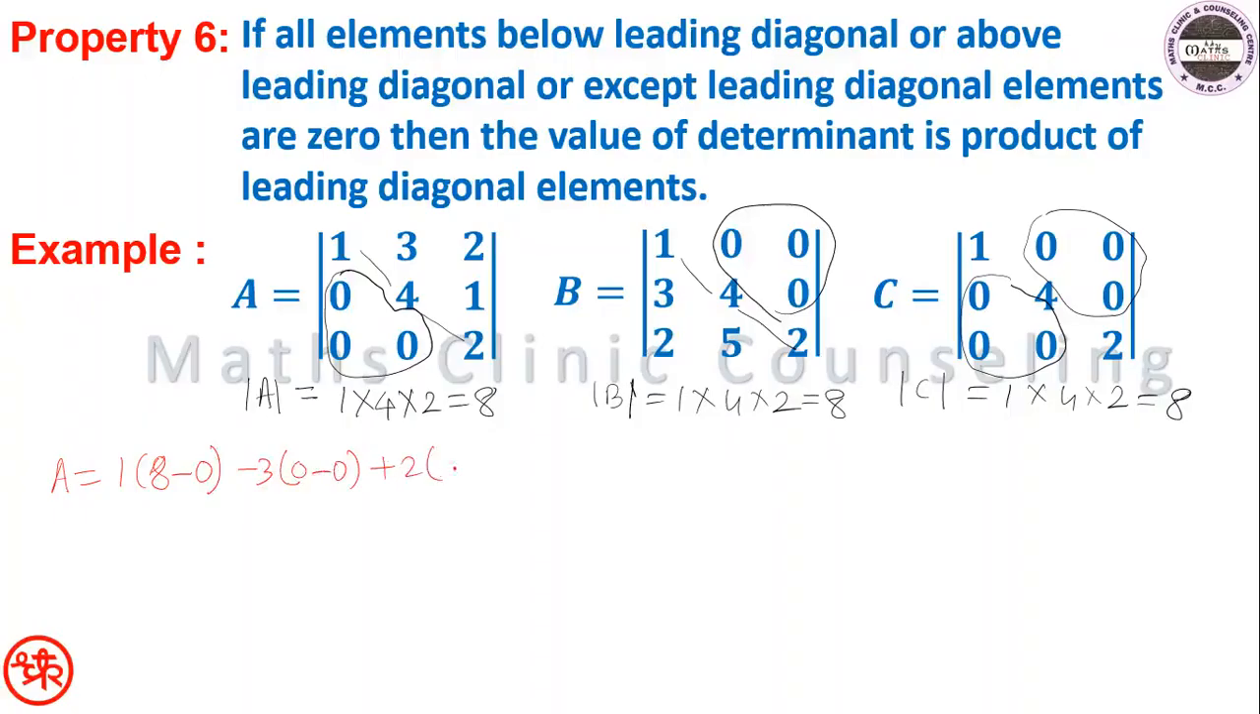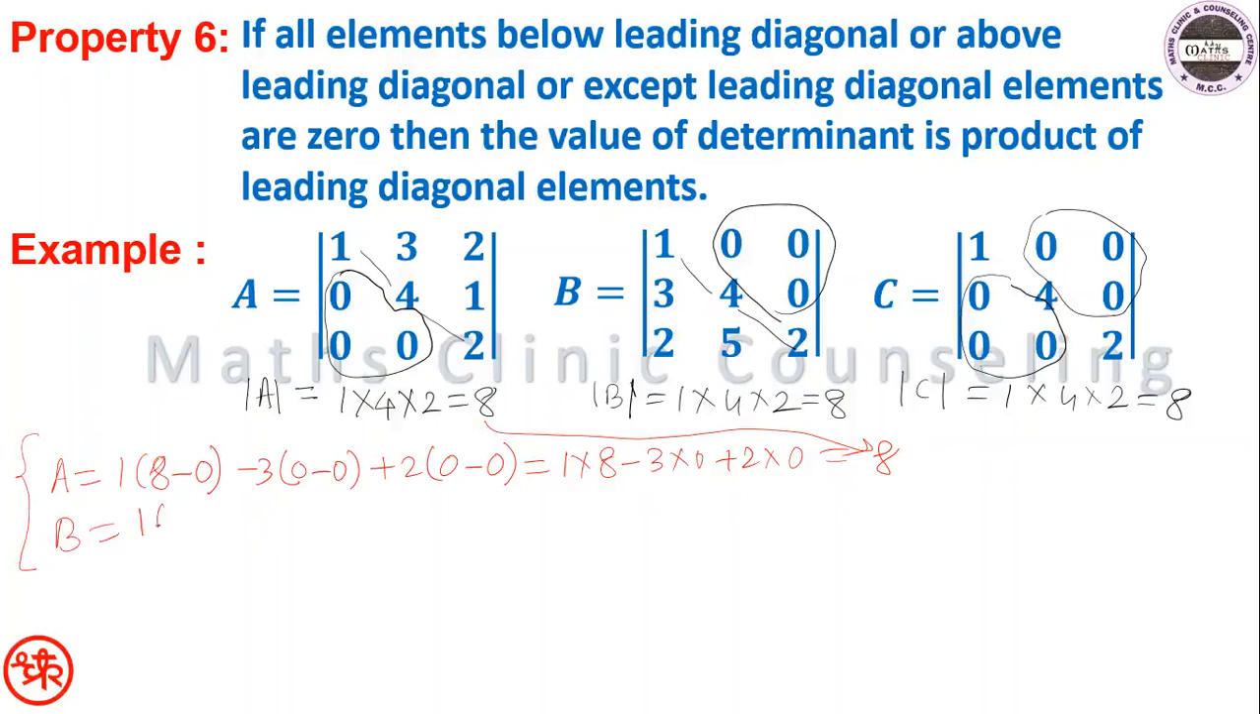Plus 2 multiplied by what? 0 into 0 minus 0 into 4, which is 0. And so it is equal to 1 into 8 minus 3 into 0 plus 2 into 0, and that is equal to 8. So you have got 8. Look at here, 8. Correct? Similarly, B. We are just determining the actual values.